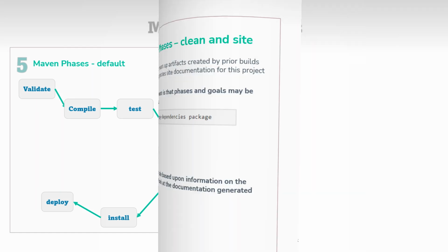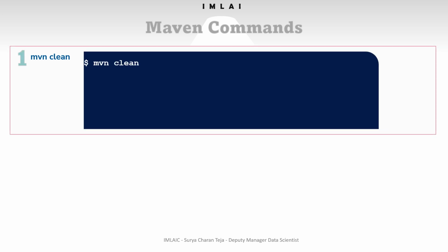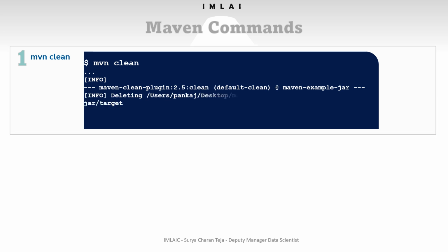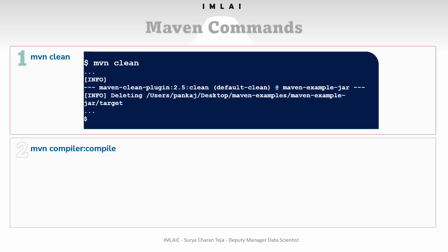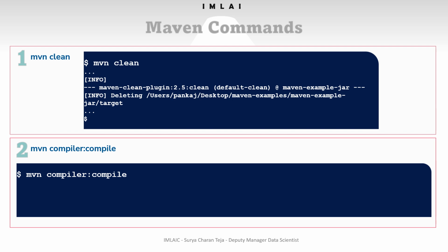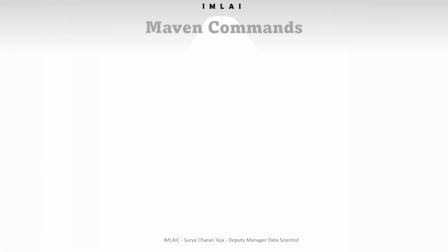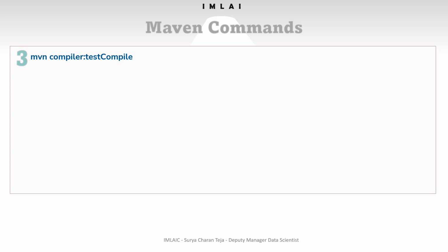Okay, so now we'll see some commands. Maven clean we have seen, so this could be the output when you give maven clean. This is what we'll get. Then mvn compiler:compile, the command compiler:compile compiles the java source code classes of the maven project. Then we have mvn compiler:testCompile, so this command compiles the test classes of the maven project.